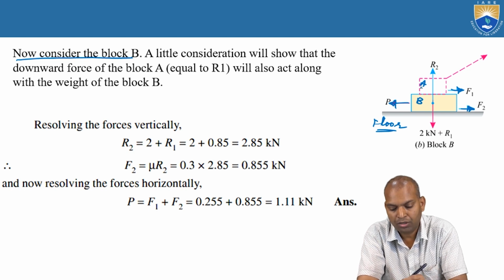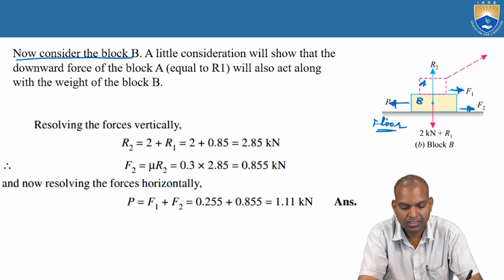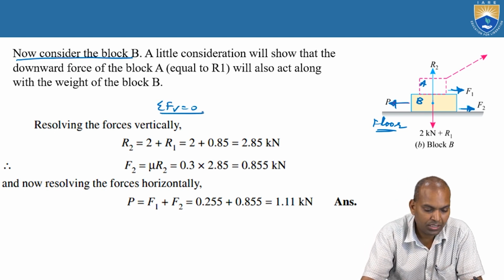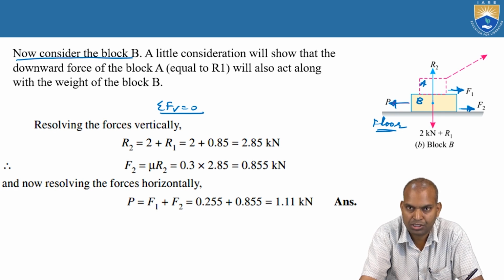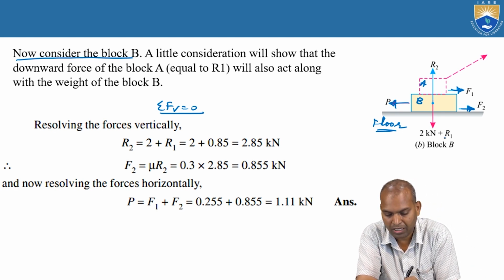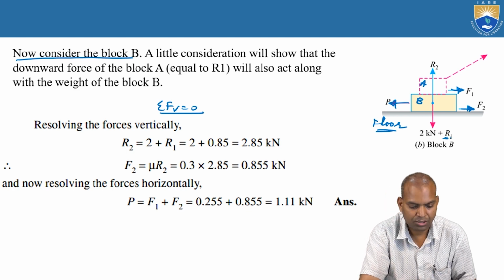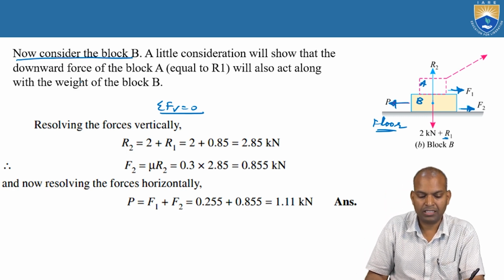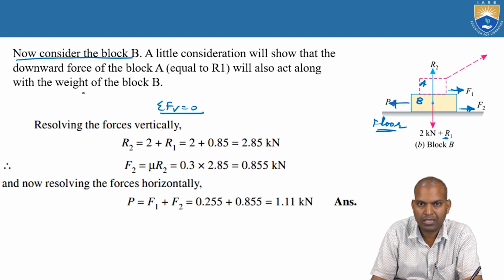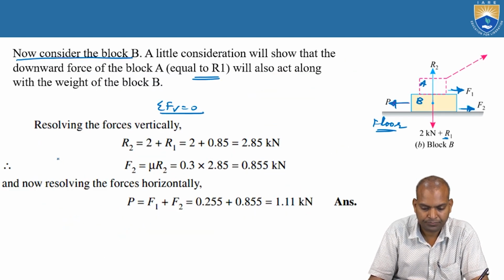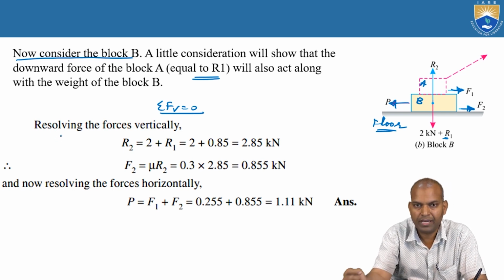Now, what are the forces here? Again, apply vertical equilibrium, sigma Fv equal to 0. The downward force of block A is equal to R1. Here, the normal reaction R1 is nothing but the weight of block A. That weight of block A is also acting, that is 2 kilonewtons plus the weight, equal to the downward force of block A. What is the downward force of block A? That is equal to R1. It also acts along with the weight of block B.